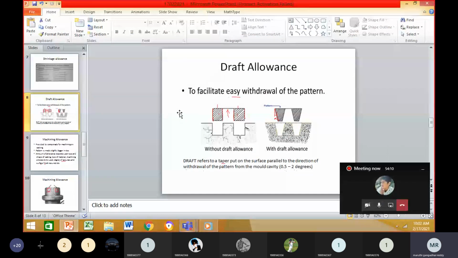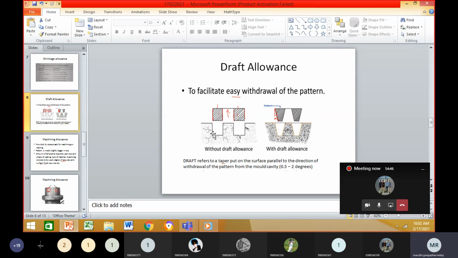Tell me what is draft allowance. Are you able to see this slide? Explain these two figures. What is draft allowance? Sir, in this first photograph, without draft we need to pull upwards, sir. In this parallel we need to use the draft allowance.